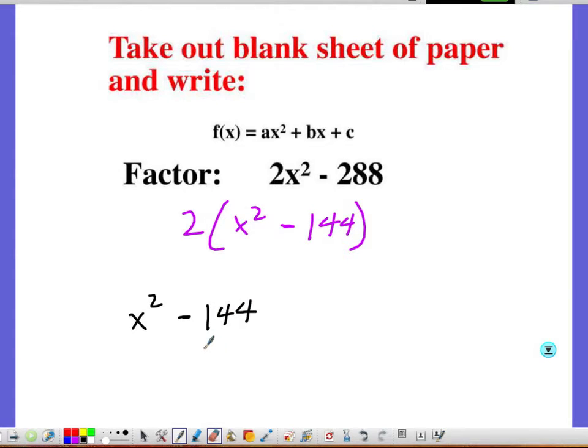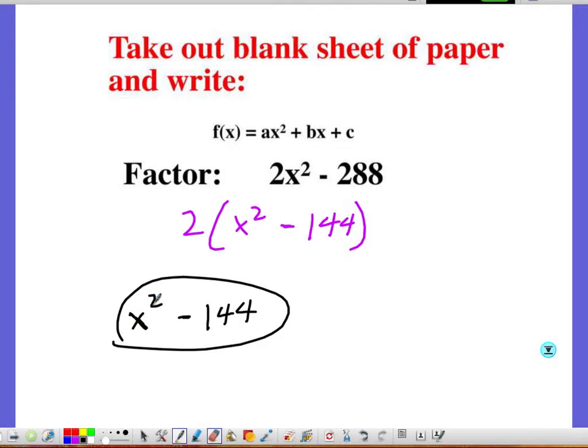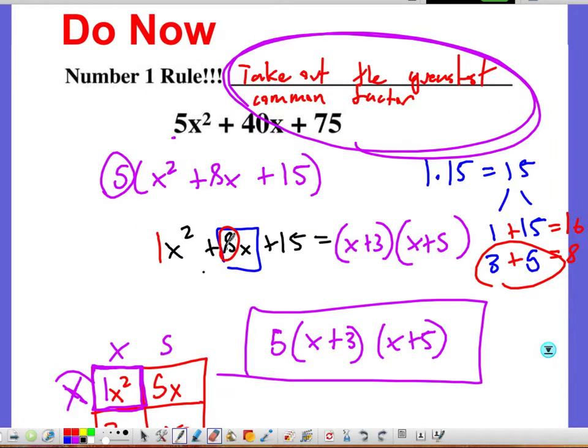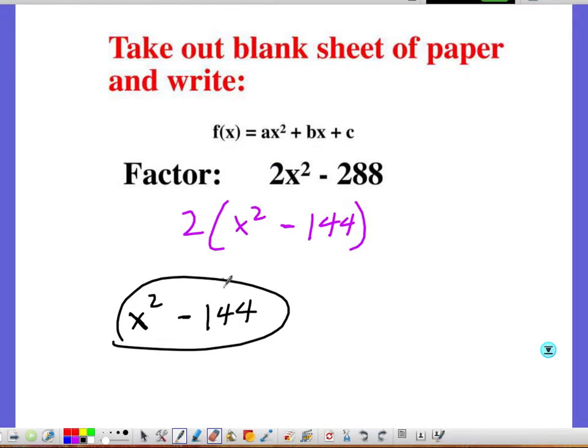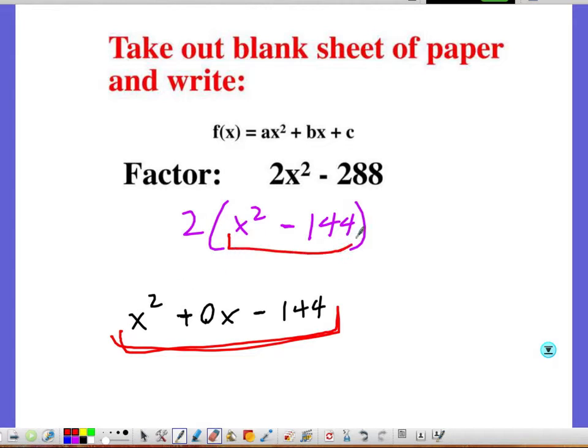But take a look at this. What is missing here? Comparing it with my other ones, it looks like I have my x squared and I have my constant. But what about my x and the coefficient that goes along with it? Well, it's actually not missing, it's just invisible. What I basically have here is plus 0x minus 144. Think about this. Isn't this expression here the same thing as that? Yes, it is. It's exactly the same thing.